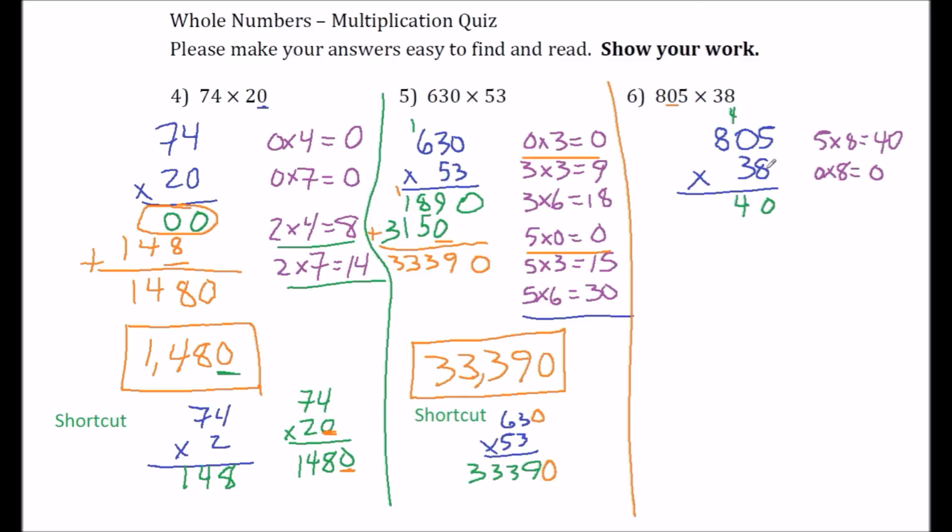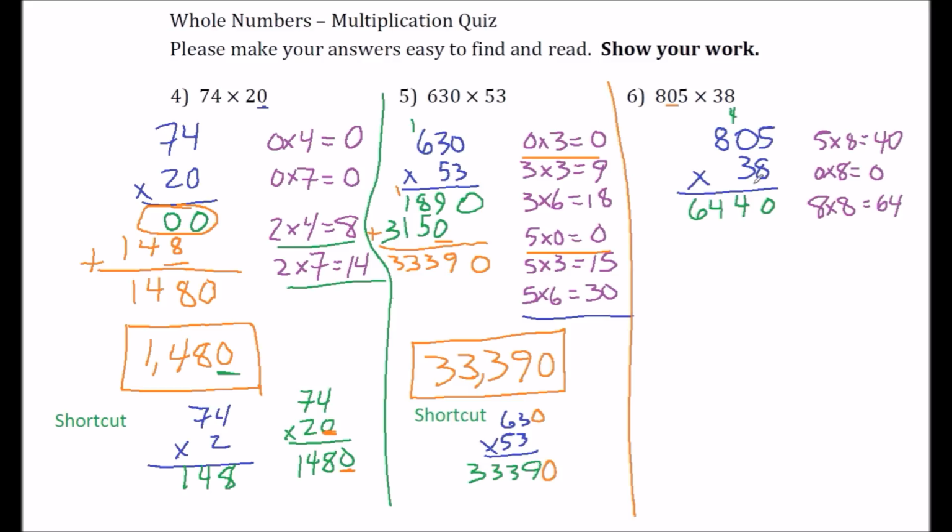Almost done here with the 8. We got to do 8 times 8, which gives us 64, and no more digits, so don't have to carry that. Whoops, switch it to green. 64 going there. And we're done with the 8 on the bottom, or the 8 from the 38.